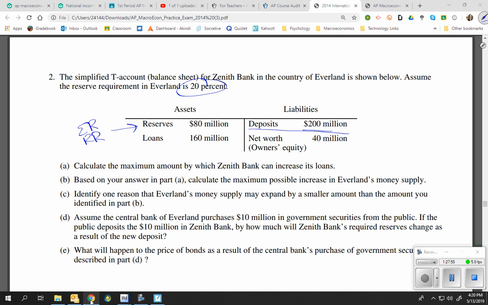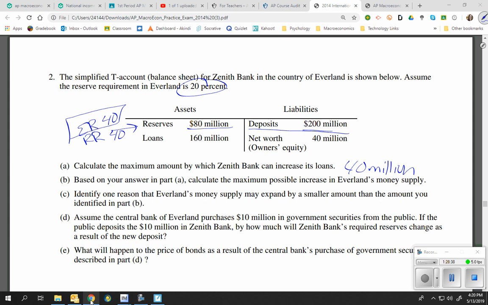Okay, so what is 20% of 200 million? 40. How did you get that? Yes, you can find 10, 20 and 30% of any number by moving a decimal place over to figure out 10, and then you double it for 20, triple it for 30, and all the way up to 100%. So 20% of 200 million is 40 million, which means of this 80 million, 40 million is excess reserves and the other 40 is required. So they can loan out whatever is in excess reserves, which is 40 million.